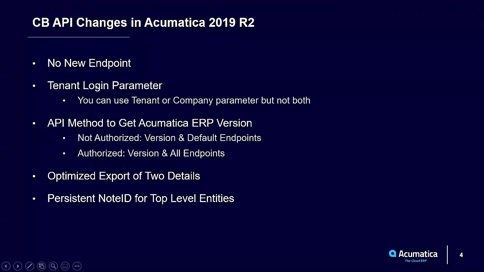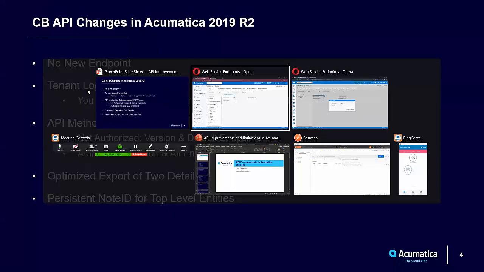Besides, we have a new login parameter named tenant. Basically, it's the same login parameter as it was previously in Acumatica 2018 R2 and 2019 R1. In these previous versions, it was named company.